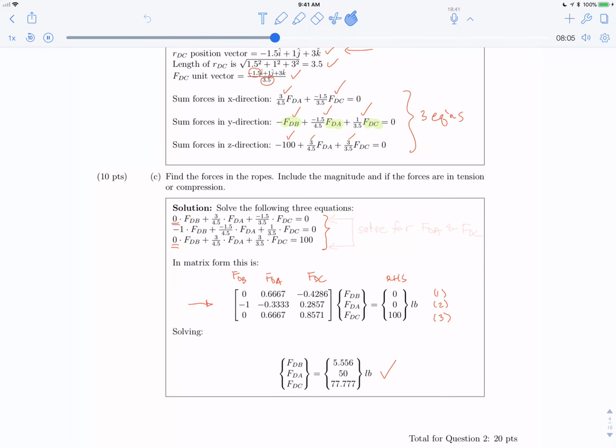I highly recommend that you learn how to use your calculator. This wasn't that bad. If you had to do it by hand, you could have solved these two first, for FDA and FDC. Those are 2 equations of 2 unknowns. You could have done that, and then after you solve that, plug back into the 3rd equation for FDB. So this one was not too bad. You could have done it by hand, but it is certainly more convenient if you know how to use your calculator to solve this.